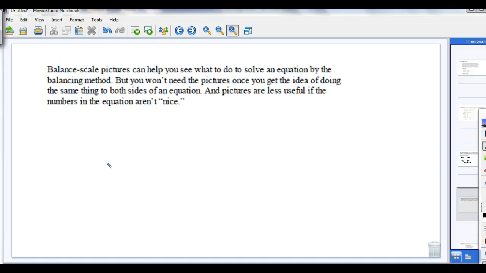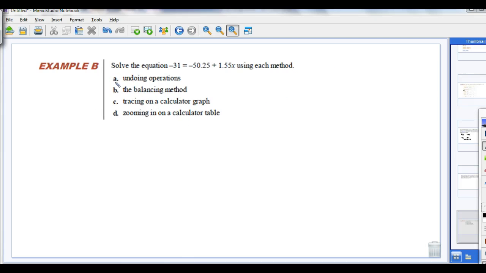Alright, so let's look at this next part right here. Balance scale pictures can help you see what to do to solve an equation by the balancing method. But you won't need pictures once you get the idea of doing the same thing to both sides of an equation. And pictures are less useful if the numbers of the equation aren't nice, right? If we have 1.2, then we can't really draw cups or something like that. Alright, so here's example B.